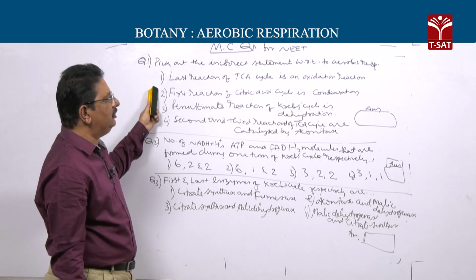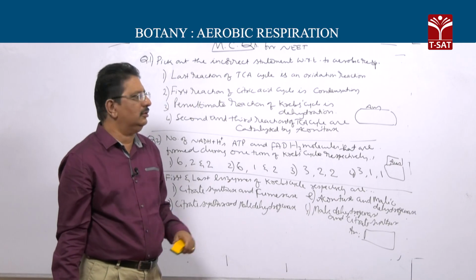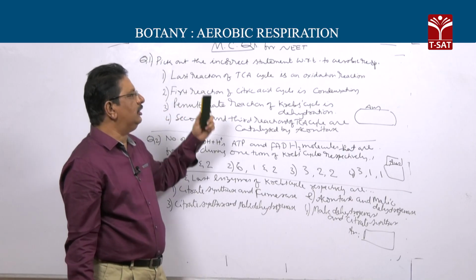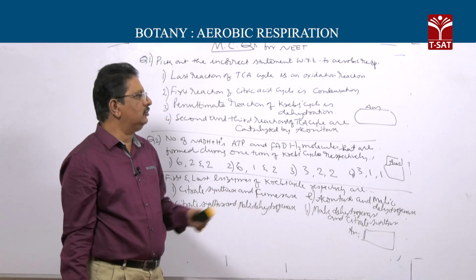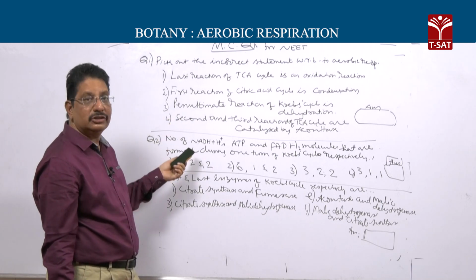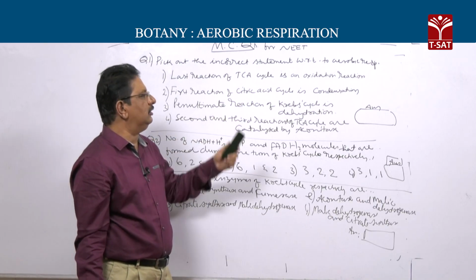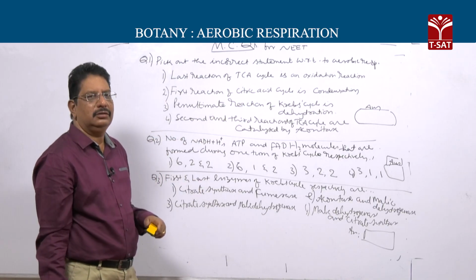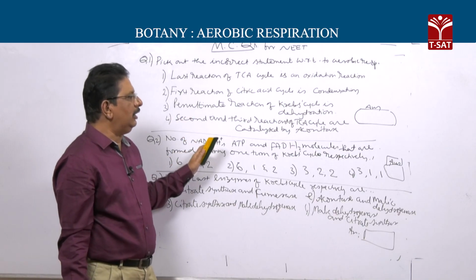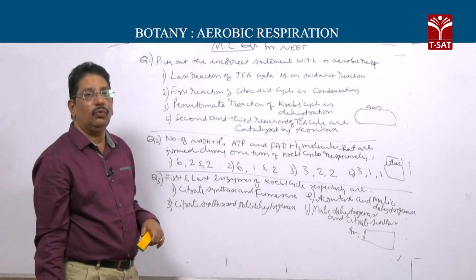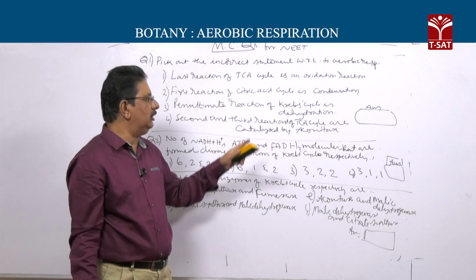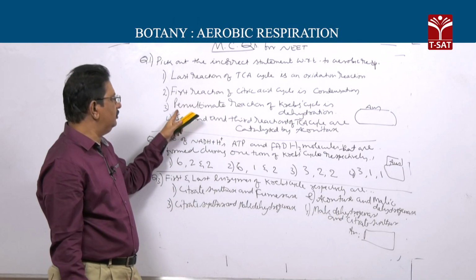So, the last reaction of the TCA cycle is an oxidation reaction. Certainly, yes. The first reaction of the citric acid cycle is a condensation. This is also true. And the third reaction, penultimate. Penultimate means last but one. The last but one reaction of the Krebs cycle is a dehydration. So, remember what is the last but one reaction? Conversion of fumaric acid into malic acid, where water is added but not removed. So, that is a hydration but not dehydration. So, this must be the answer.